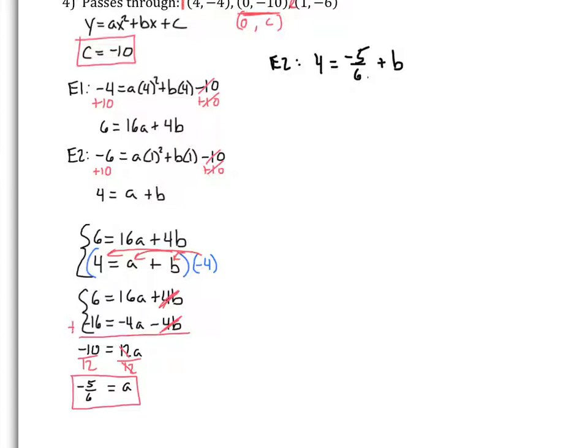Okay. So we need to go through and add 5/6 to both sides. That means we need a common denominator of 6. So 4 is the same thing. What's 4 times 6, by the way? 4 times 6 is 24. So that's the same thing as 24 sixths plus 5 sixths. That's just 4 plus 5 sixths. Okay? So adding those together gives me 29 sixths.